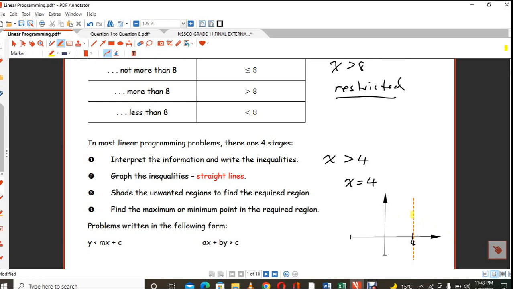So then you shade the parts that you are going to reject, which means you shade the parts that don't make the inequality true. So you are going to be shading essentially something like that, which is x is less than, okay, because what you're looking for is greater than 4. So straight lines, and then you have maximum and minimum points. So we're going to do this more. You will see in the questions towards the end, they always ask us to find that.